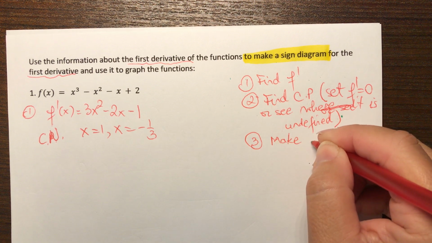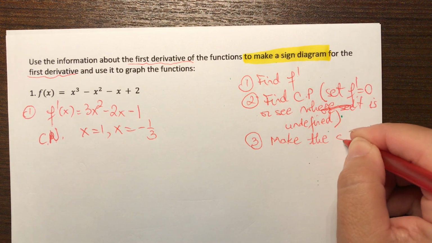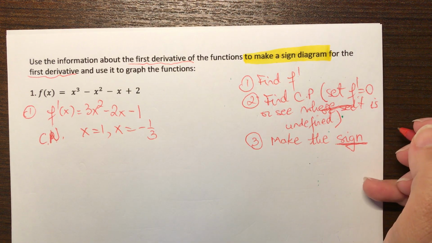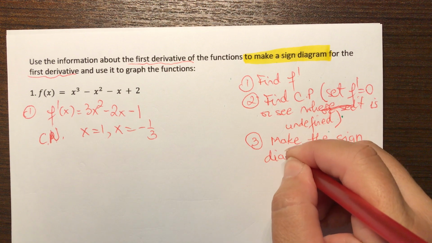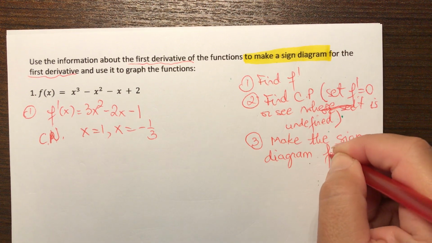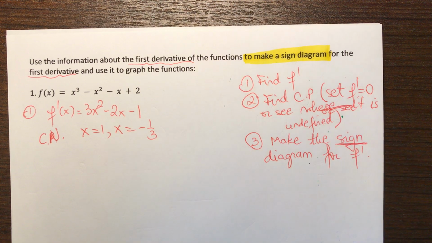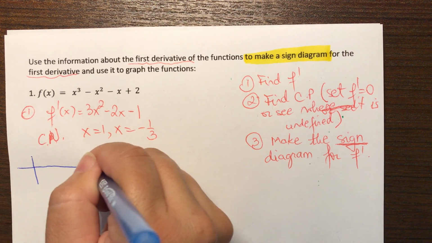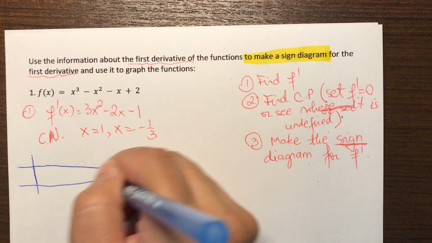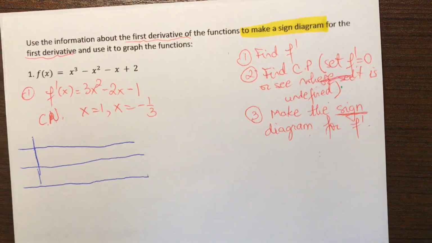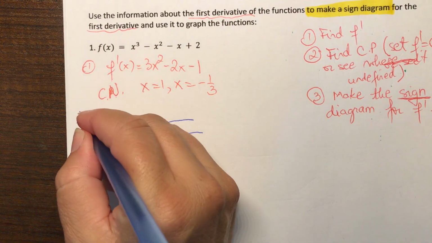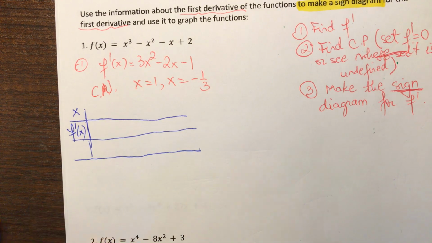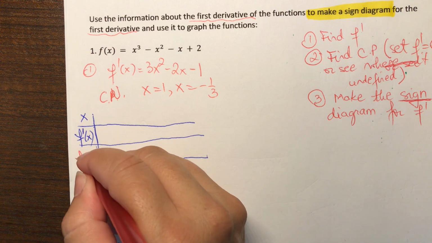And that's what I'm going to show you. And a sign diagram better have some signs, in other words, pluses and minuses. Okay, so that's what I'm going to do next for you. I'm going to make a sign diagram for the first derivative, and that's how it looks. You're making basically a table. At the top, we're going to put x. Underneath, we're going to put the derivative. And at the very bottom, we're going to put the function.